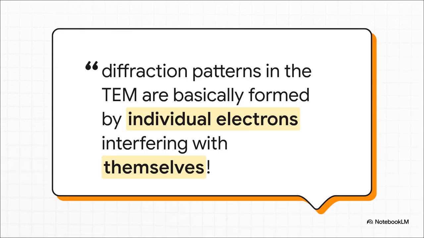And this quote, this is really the heart of the whole puzzle. It says diffraction patterns are formed by, get this, individual electrons interfering with themselves. Just let that sink in for a second. How can a single thing interfere with itself? It makes no sense, right? It sounds completely impossible. But stick with me, because by the end of this, we're going to see exactly how that's not only possible, but it's the key to everything.